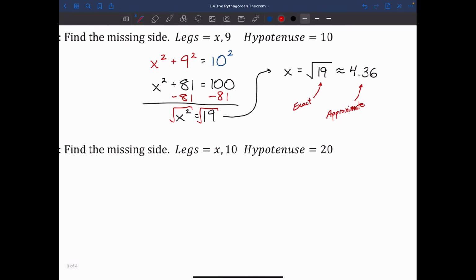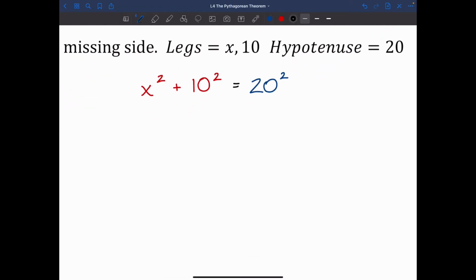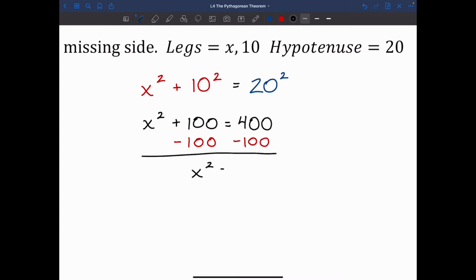All right, so if we gave that a shot, let's take a look. If I've got legs of x and 10, then I'm going to set that up as x squared plus 10 squared. The other side of this is going to be the hypotenuse squared, which was 20. So if I zoom in on that, 10 squared is going to be 100 on the left side. 20 squared is 400 on the right. To solve this out, I need to move that 100 away from my x's. So I'm going to subtract that from each side. X squared is going to be equal to 300 here.